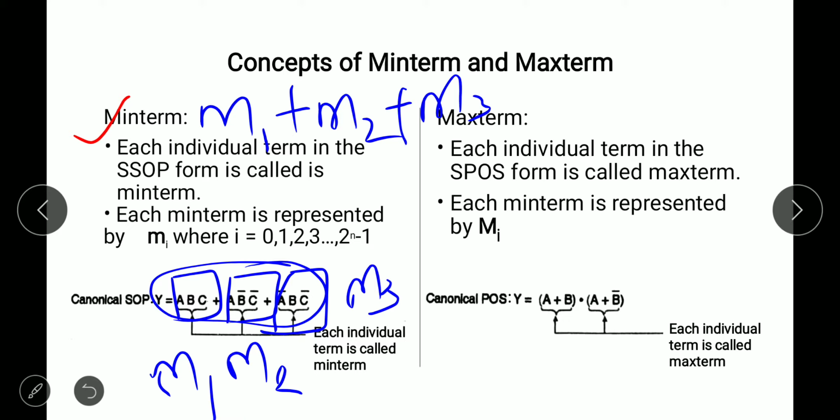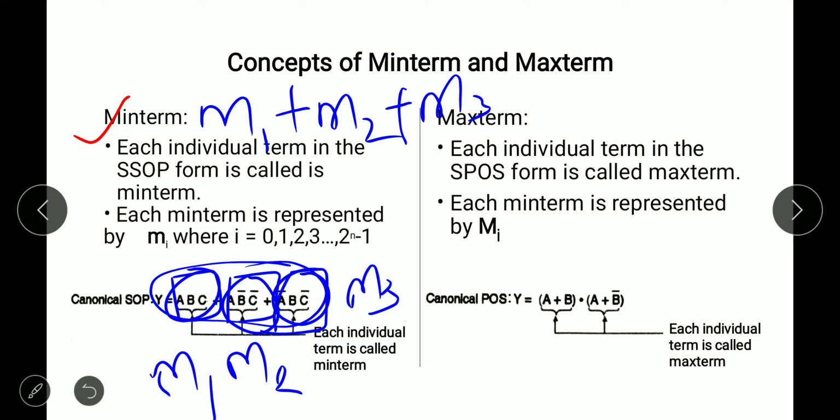So this is nothing but the min term. Min term means each individual term: ABC is the first term, A B bar C bar is the second term, and A bar B C bar is the third term. Each individual term in the SSOP form is called a min term.